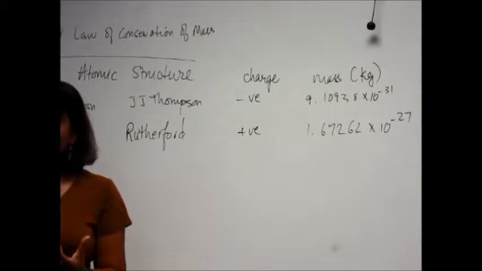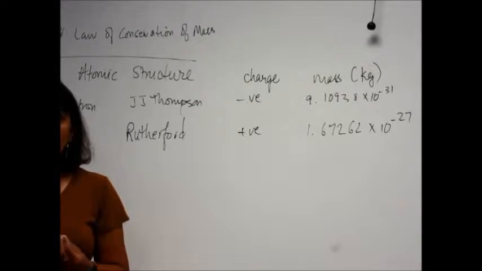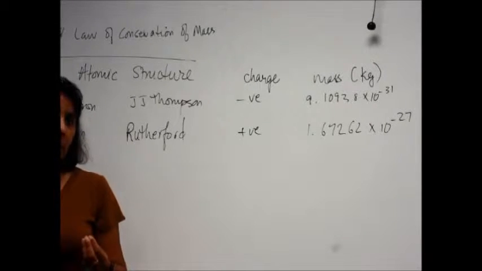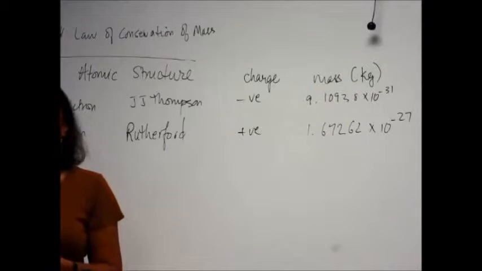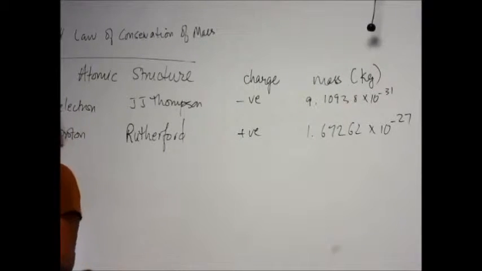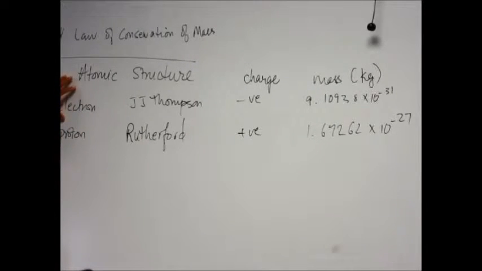Just the numbers, the exponents, should give you an idea of how small we are talking about. Negative 31, negative 27. It's mind-blowing. You can't even think of it. It's such a small mass, very hard to think of. So we have two particles, electrons and protons, and the way we think about any kind of atom is that the atom has weight. The proton has larger weight than the electron.